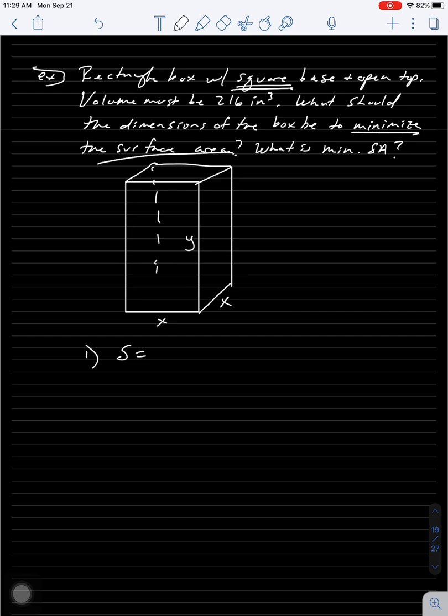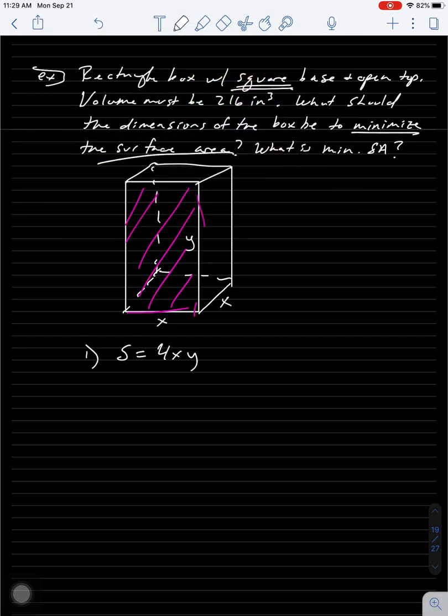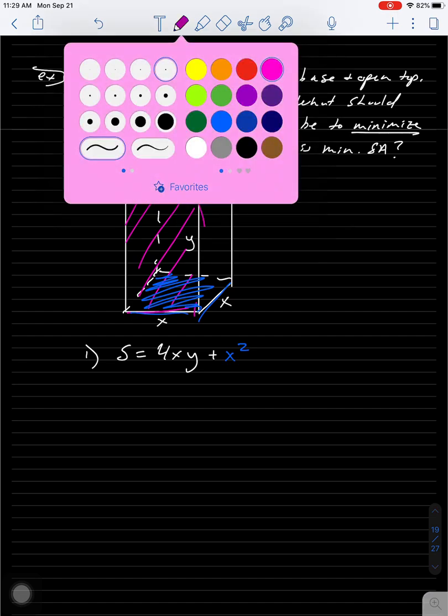So this box has 4 sides like this one all the way around, and the area of each of those is x times y, base times height. So I've got 4 of those, and then I've got one bottom. The bottom is this part right here, and that's base times height as well, which is x times x, which is x squared. There's no top on this. Otherwise, if there was a top, this would be 2x squared. So that's my surface area.